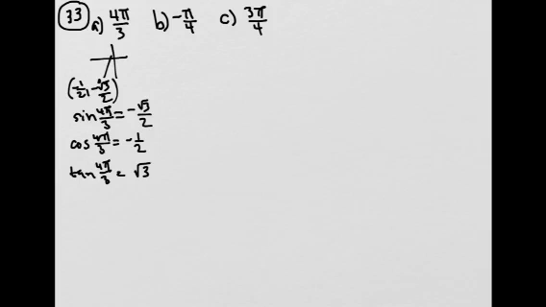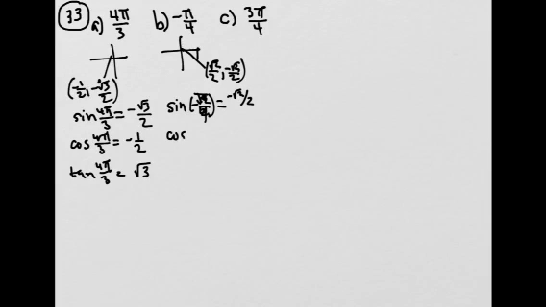So negative pi over 4 means that you're going clockwise right here. So that means that the ordered pair here is radical 2 over 2, negative radical 2 over 2. And it looks like a 3, but they're both radical 2's. Okay? So sine of negative pi over 4, I'm giving you the answer right there. You take the y coordinate, which is negative radical 2 over 2.